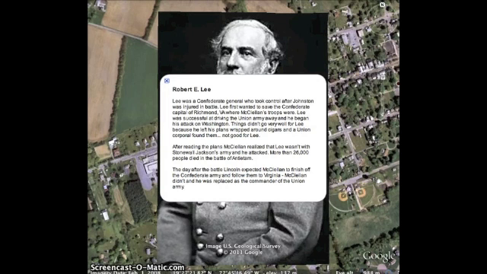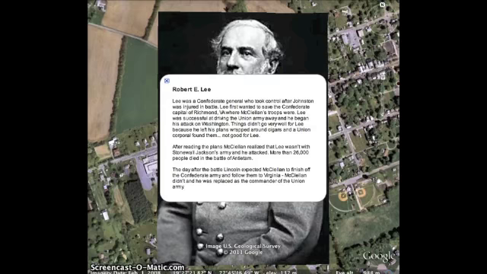The day after this battle, Lincoln expected McClellan to finish off the Confederate Army. They were in a perfect spot. He had just defeated Lee after realizing he wasn't with Jackson, and Lincoln expected him to follow those troops into Virginia and finish them off. But McClellan didn't do that, probably because the troops were exhausted from the battle, but he didn't do what Lincoln expected him to, and he was actually replaced as commander of the Union Army.